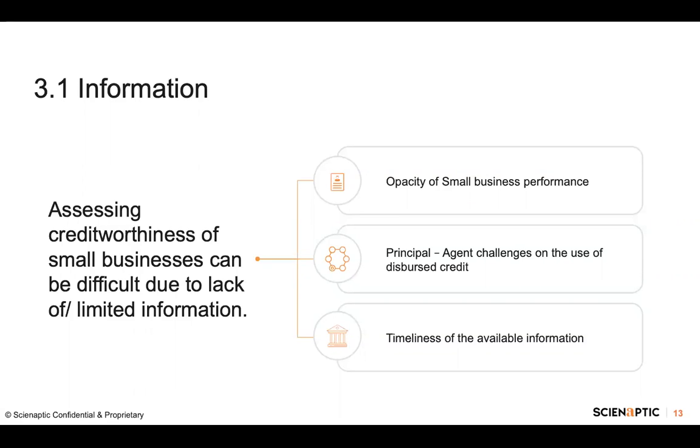That's one of the primary reasons why banks feel there's an information asymmetry. Aside from that, the other critical factor which causes friction in the information flow is this classic principal agent problem, where only the small businesses know where the disbursed funds are going to get used.